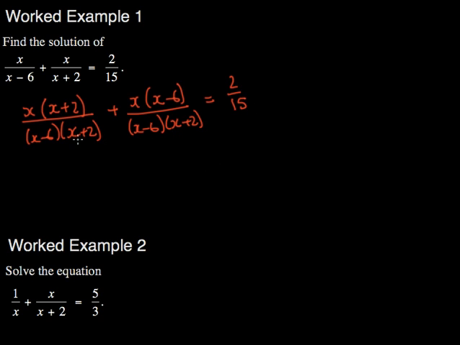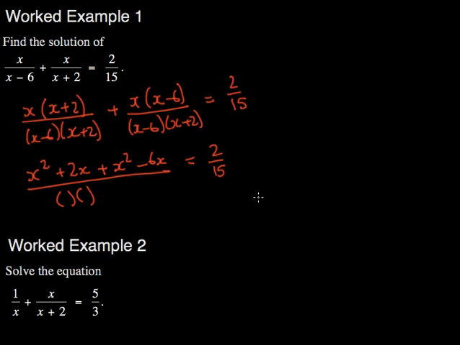The second part is to now combine these fractions, and that will give me, actually I'm going to combine them and expand them all in one go. So that's going to be x squared plus 2x, and the second one will be x squared minus 6x, and they're added. So it's plus x squared minus 6x. And that is all then divided by my 2 brackets, which I'm not going to bother writing. And that is 2 over 15.